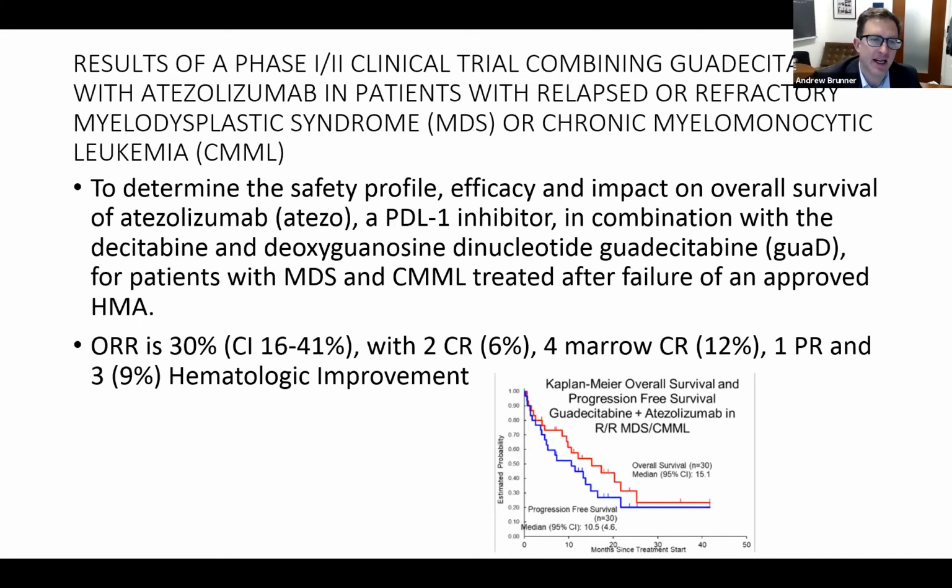So in this study, they combined those two agents and tried to see how many people responded. Is this possibly something that we could add on or use if people stop responding to their frontline azacitidine? So it looked at the combination and saw a response rate of about a third of patients. 2 patients got a remission. 4 patients had a reduction in blasts, so marrow remission. There's 1 partial remission, and 3 patients had some benefit, hematologic improvement.